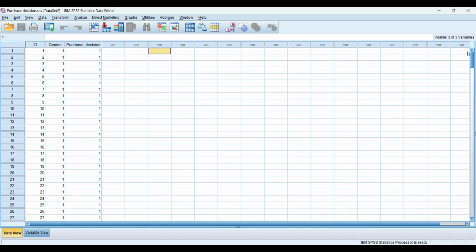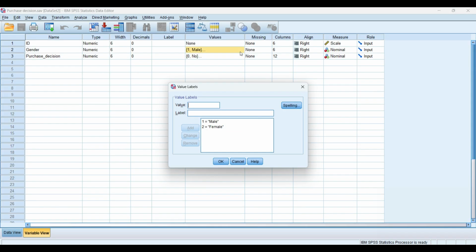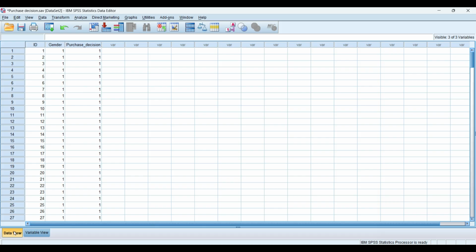So first of all, we need to see whether the data are correctly coded or not. So we will come to the values and see that 1 equals male, 2 equals female. And on the other hand, we see that 0 means the consumer has not purchased CN, and yes means purchased CN. Then click on OK. So we come back to data view.